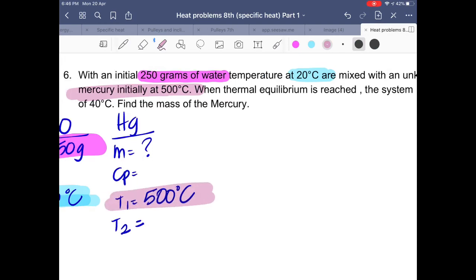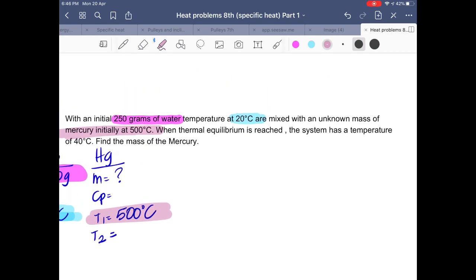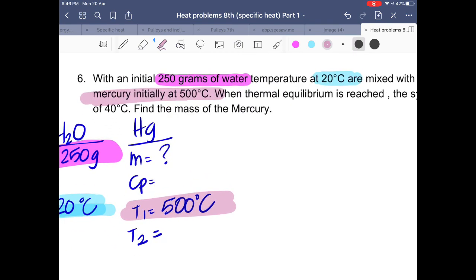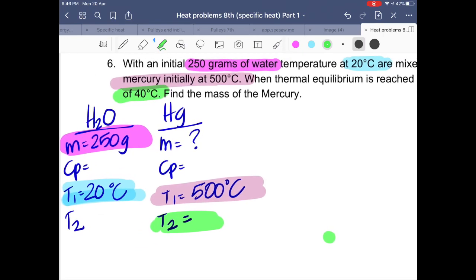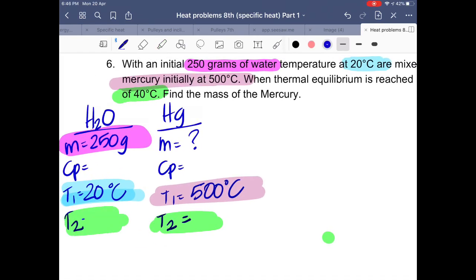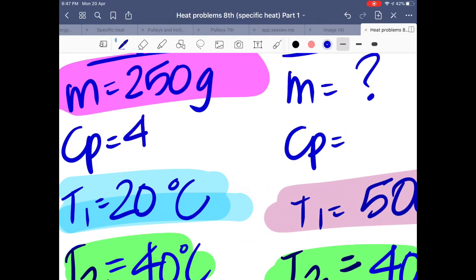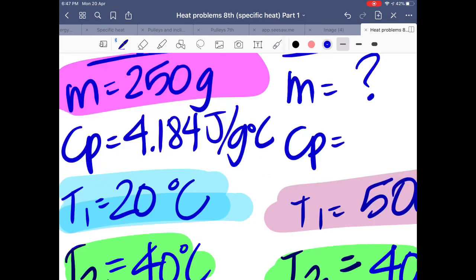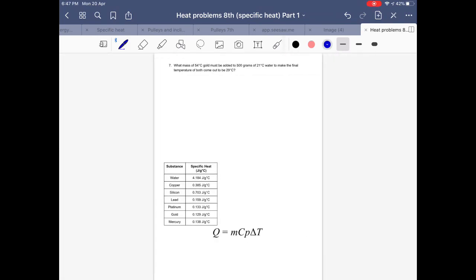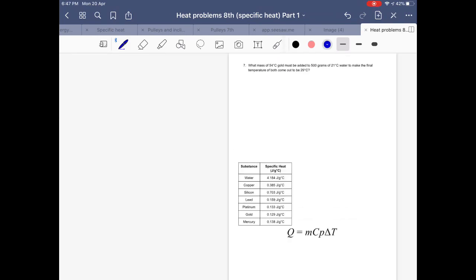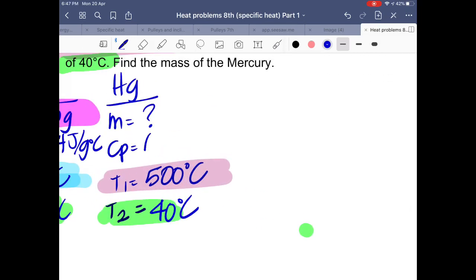The thermal equilibrium is reached. The system has a temperature of 40 degrees Celsius. So you have 40 degrees Celsius for temperature 2, which will be the same for both. The specific heat of water is 4.184 joules over grams per degree Celsius, and the one of the mercury is 0.138 joules over grams per degree Celsius.